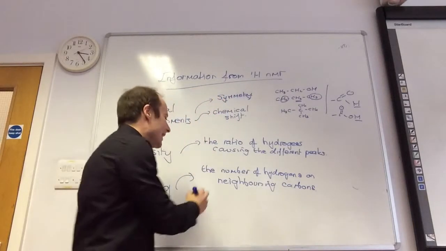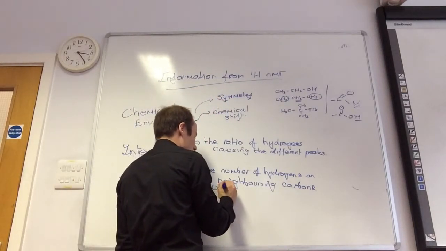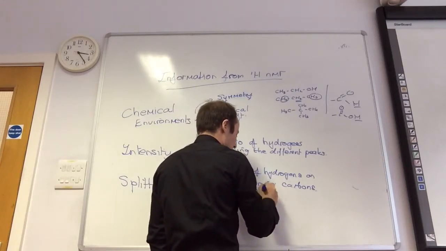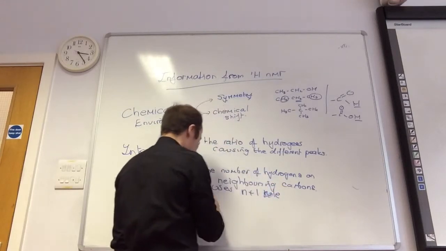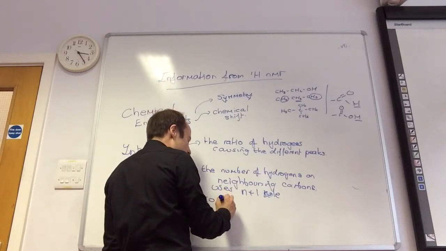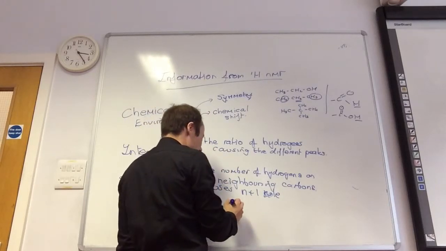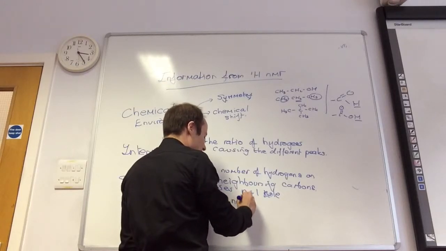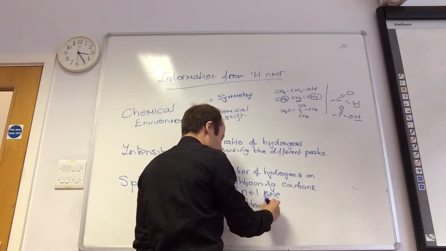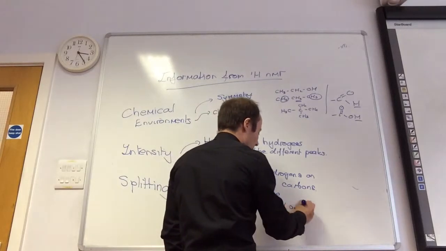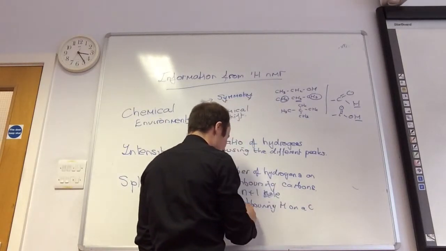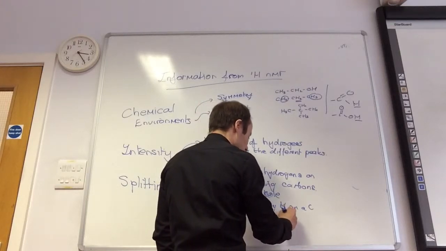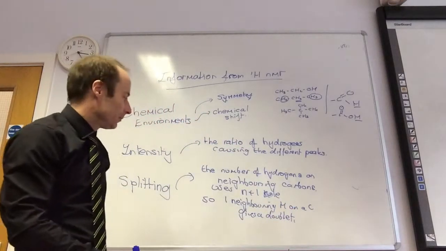Now, splitting tells us the number of hydrogens on neighbouring carbons. This uses the n+1 rule. So if I have 1 neighbouring hydrogen on a carbon, it gives a doublet. So it splits it into 2 peaks.